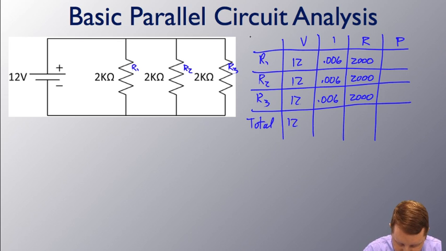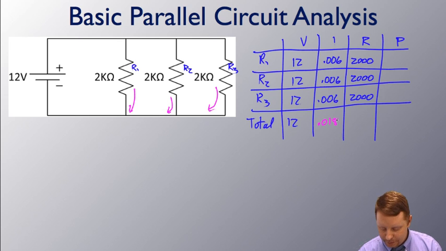And it should be pretty easy to see that if we have 0.006 here, and 0.006 here, and 0.006 here, we must add all those currents up to come up with the total current of 0.018 amps, or 18 milliamps. Well, now we can find the total resistance, R equals V over I by Ohm's law, which is going to be right around 667 ohms. Or we could have found that by using our equivalent resistance formula for a parallel circuit configuration.